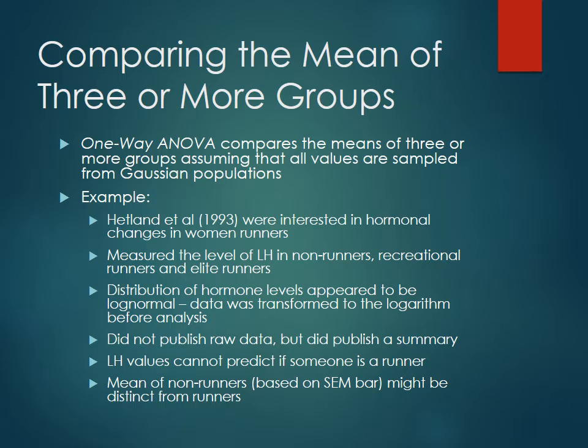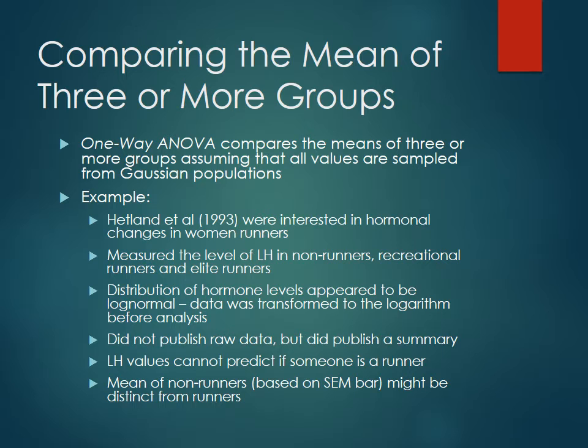And so they're doing a distribution of their hormone levels. It appeared to be log normal. So remember, even though the data may not have looked like normally distributed data, it ended up being log normal. So they just converted that concentration of luteinizing hormone to a log concentration. They didn't publish the raw data, but they did publish a summary, and so we can use some information to look at the summary there.